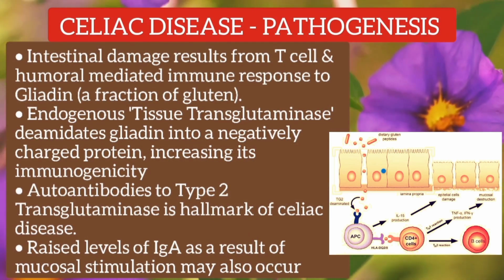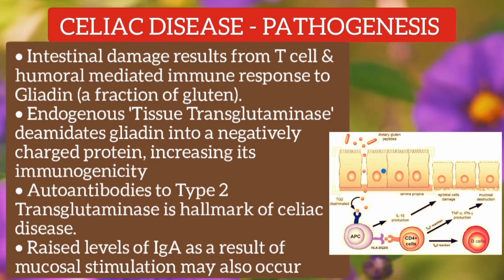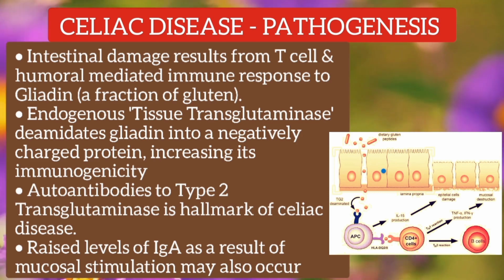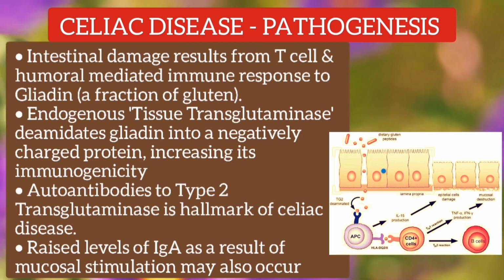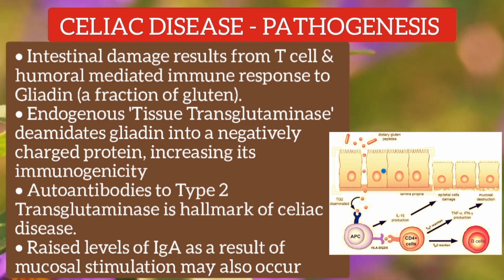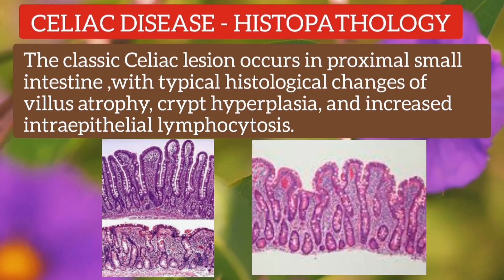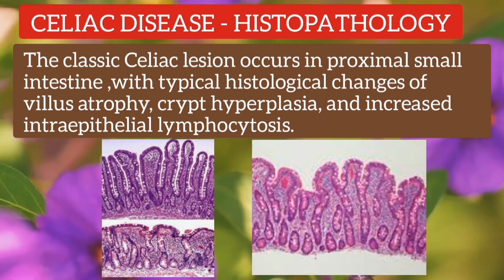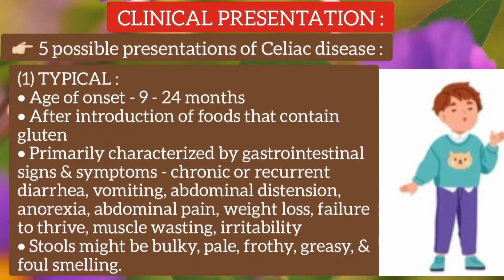The intestinal damage results from cell-mediated and humoral-mediated immune response to gliadin, which is a component of gluten. Endogenous tissue transglutaminase deamidates gliadin into a negatively charged protein and thus increases its immunogenicity. Now, the autoantibodies to type 2 transglutaminase are the hallmark of celiac disease. There is also a raised level of immunoglobulin A as a result of mucosal stimulation in celiac disease. The classic celiac lesion occurs in the proximal small intestine with typical histological changes of villus atrophy, crypt hyperplasia, and increased intraepithelial lymphocytosis. Now, I will discuss the clinical features.